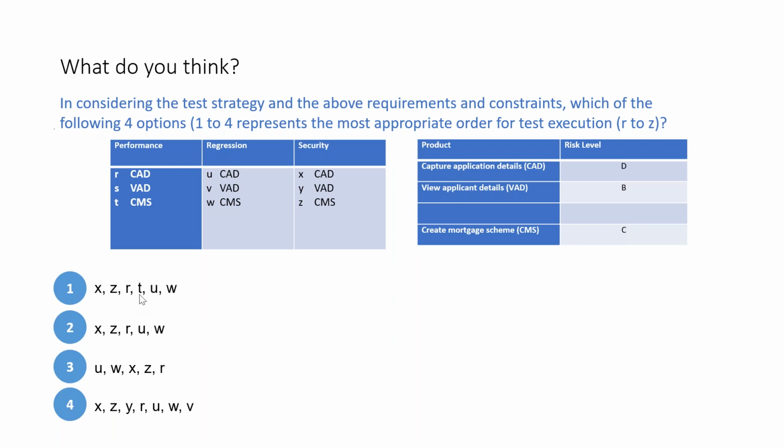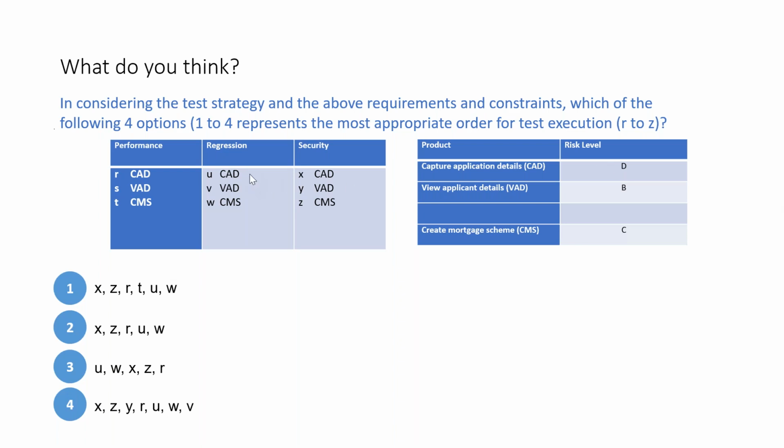Now basically when I look at T and compare with others, T and R, T and U, which is higher priority, based on that I can answer this question. So what is the T here? T is performance test of CMS. Performance test of CMS C. Actually we told D risk only will do performance testing. The strategy is telling that. Okay, so this may not be the right one after R, but let us look at U. What is U? Regression of CAD. Now security of CAD, performance of CAD is done. Okay, and this is the D priority.